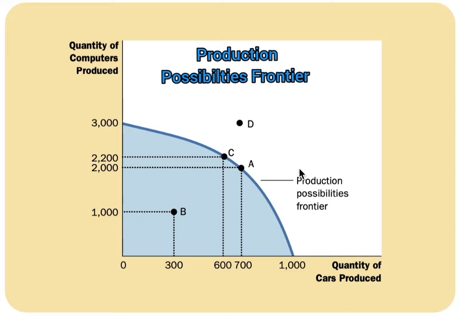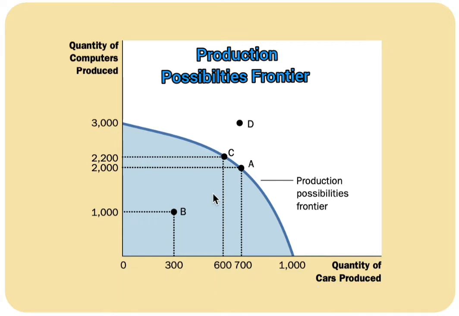Now this economy can produce any combination on or inside the frontier. So it can produce any combination of computers and cars, whether it is C, A, or B, but it cannot produce D. Why can it not produce D? Because D is beyond the possibilities of this economy, because it has limited resources and given technology. With that technology and resources, the maximum it can produce is either 3000 units of computers or 1000 units of cars, or a mix of these two.